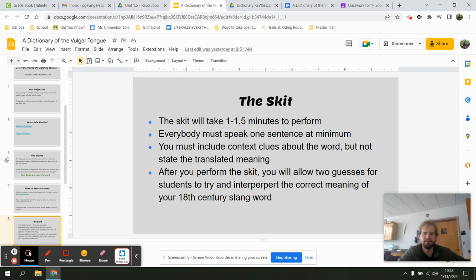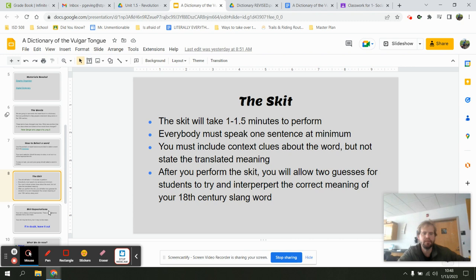Your skit's about a minute. Most kids are doing about a minute. Everybody's got to speak at least one sentence. You include context clues, but not stating what it means. After you perform, we're going to take two guesses from kids who are doing super good listening. They'll try to figure out what your word was.